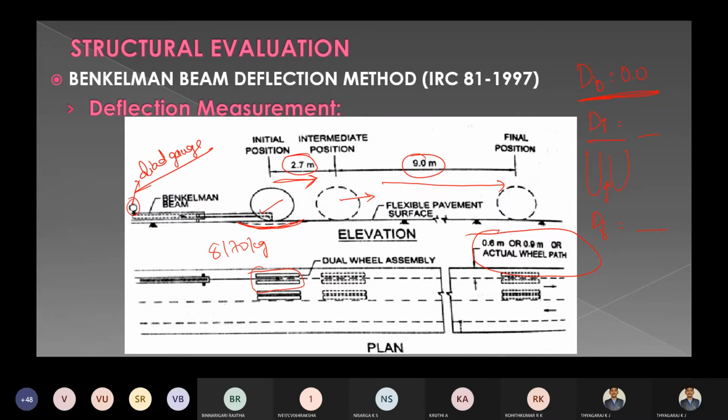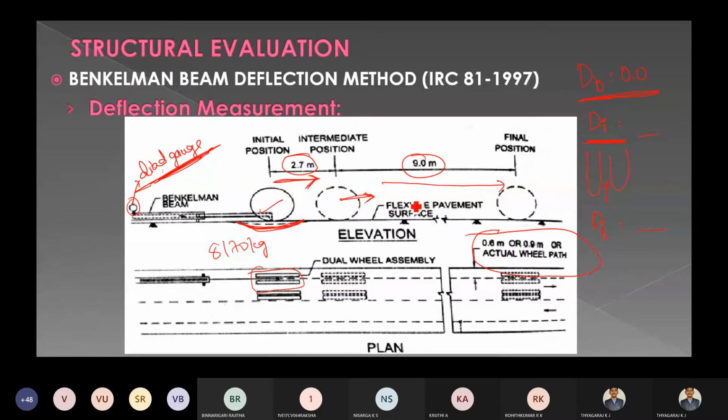Whenever the load is applied on the pavement, it will undergo deformation. That deformation will be recorded in the dial gauge. Then you are going to move the vehicle to a distance of 2.7 meter. The beam will be at the same position, but the vehicle will be moving. You are going to stop the vehicle and again note down the reading. That is the intermediate reading, DI.